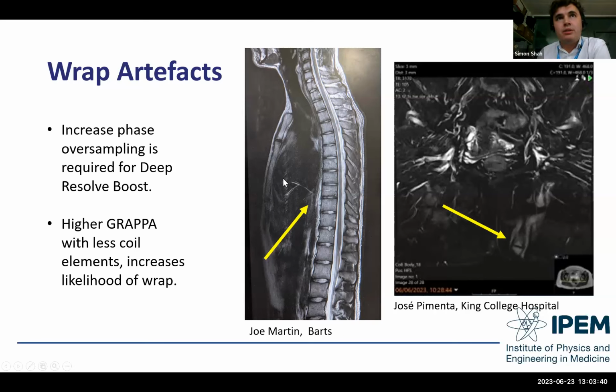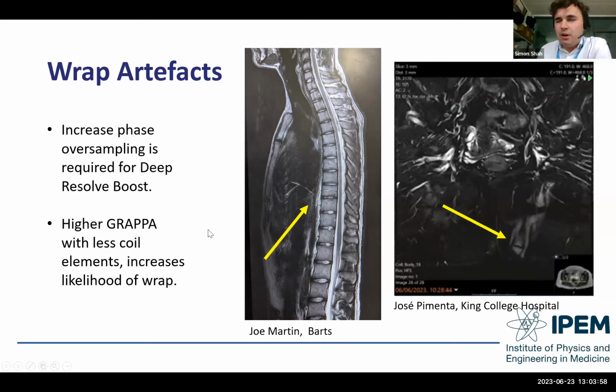So you can see here on this spine, there's a bit of wrap coming in from somewhere. And this one's even more impressive, the one from Jose down at King's College Hospital. They were doing a rectum scan and a finger wrapped in. So you can actually see the patient's finger wrapped into the image.